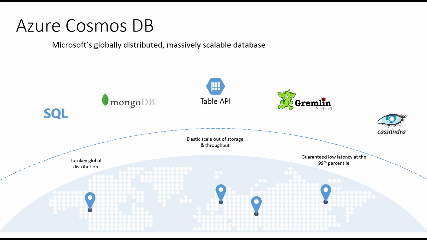We offer 5 different APIs. If you're starting from scratch, just use the SQL API. But if you have an existing MongoDB or Cassandra application, you can bring your data over to Cosmos DB, and Cosmos DB is completely compatible with your Mongo or Cassandra libraries. You can also use Gremlin API or the Table API.